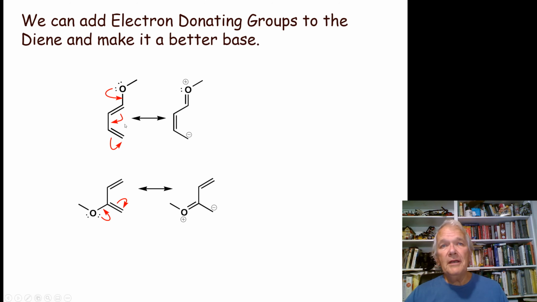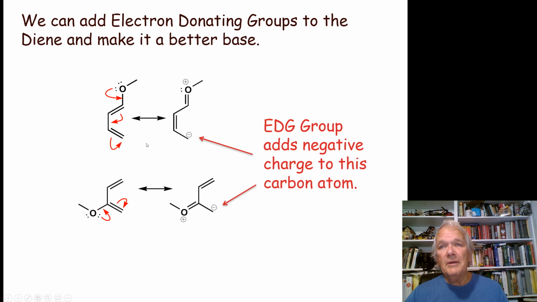If you start putting donors on all of the carbons, then it would become a very good diene, but there wouldn't be any directionality. We're going to see that there's directionality from the fact that there's a buildup of negative charge on this carbon in particular. So keep that in mind. This carbon here, either on the opposite side of the donor or next to the donor, is going to get a buildup of negative charge.